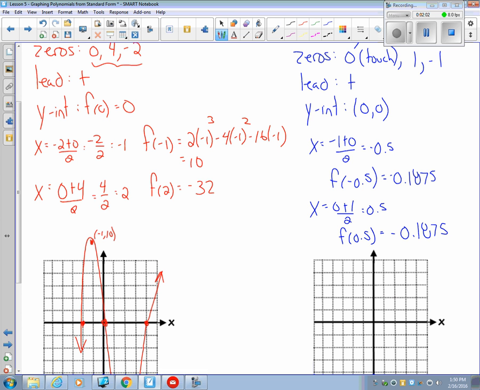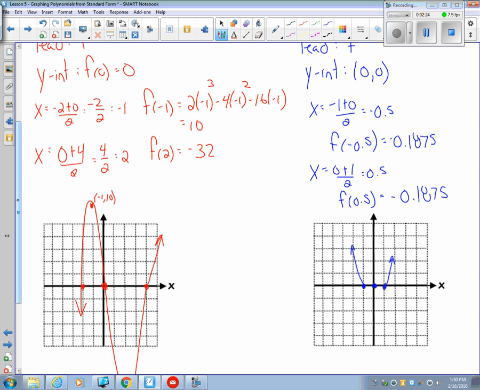And let's plot some information. I got zeros at 0, at 1, at negative 1. Leading positive coefficient going up to the right. It was x to the 4, which is even, so up to the left. The y-intercept, I'm taking care of that already. Okay, so that negative 0.5, just below the axis, right there. At positive 0.5, I'm again just below the axis, right there.